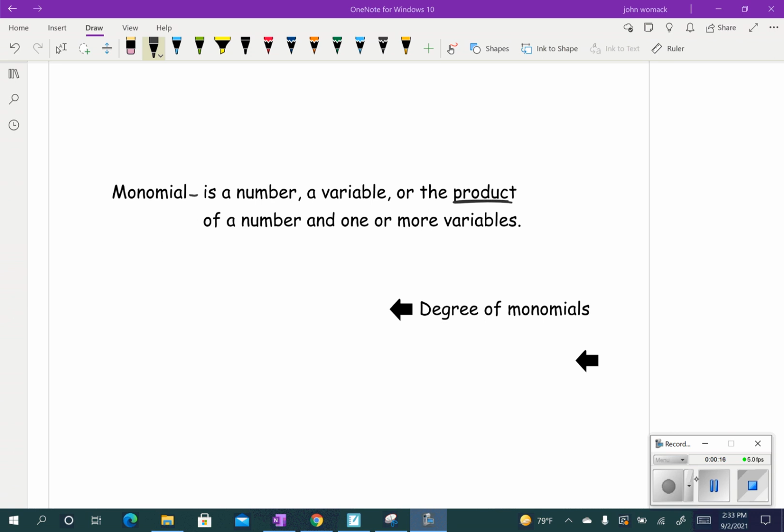A monomial can be a number, a variable, or the product of a number and a variable. So for example, 5 is a number, it's a monomial. X, just a variable by itself, is considered to be a monomial. Or it can be the product, right? Product means multiplication. So if I take numbers and variables and multiply them together, for example, 2y, that's considered to be a monomial. You can have more than one variable. We could have 4x squared y to the third, or 2b to the fourth c. These are all considered to be monomials.